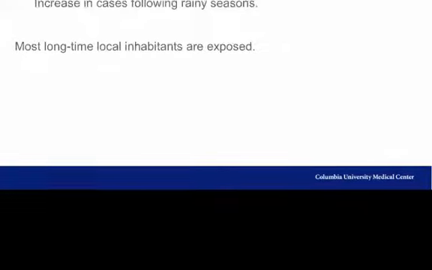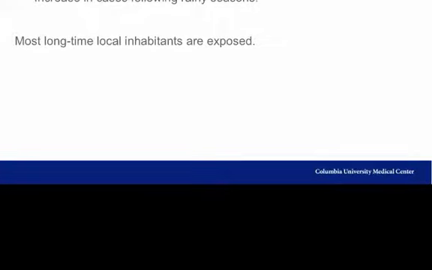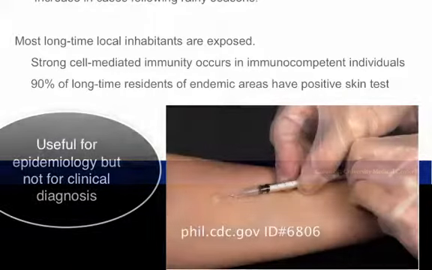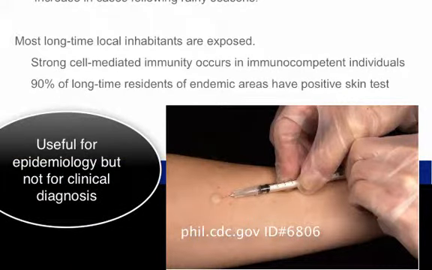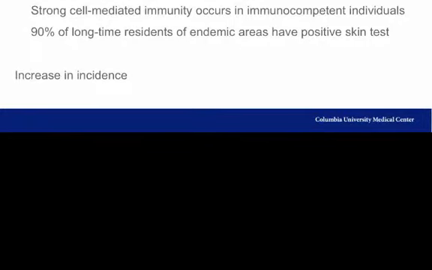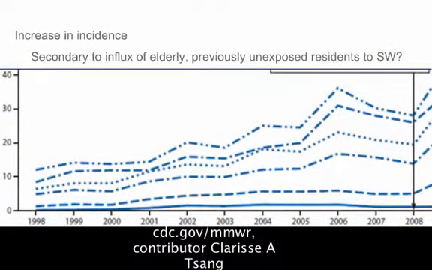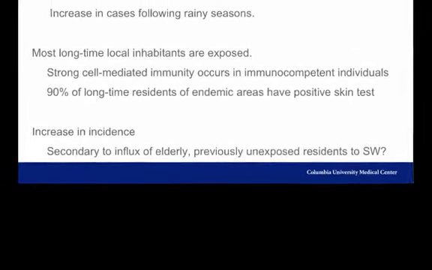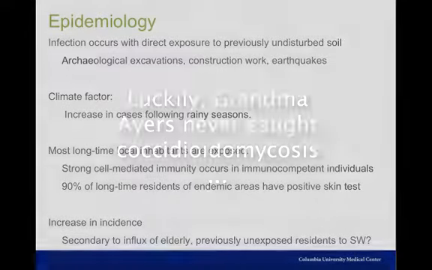Most longtime inhabitants of endemic areas are exposed to Coccidioides. We know this because there is a strong cell-mediated immunity that occurs in immunocompetent individuals that may be tested for with a hypersensitivity skin test, similar to a PPD used to detect exposure to TB. There has been a gradual yearly increase in the incidence of coccidioidomycosis in the Southwest, and this likely corresponds to an influx of previously unexposed, often slightly immuno-incompetent older adults moving to the Southwest. Does that remind you of anyone's granny?